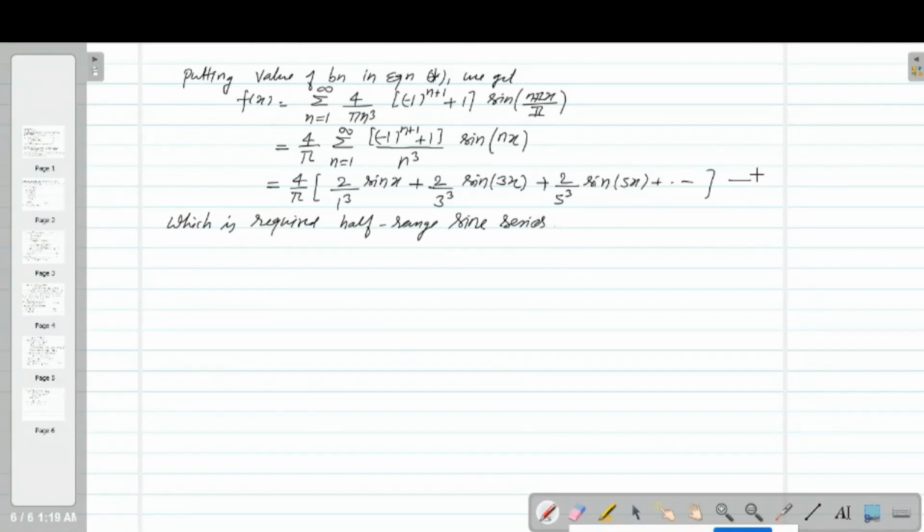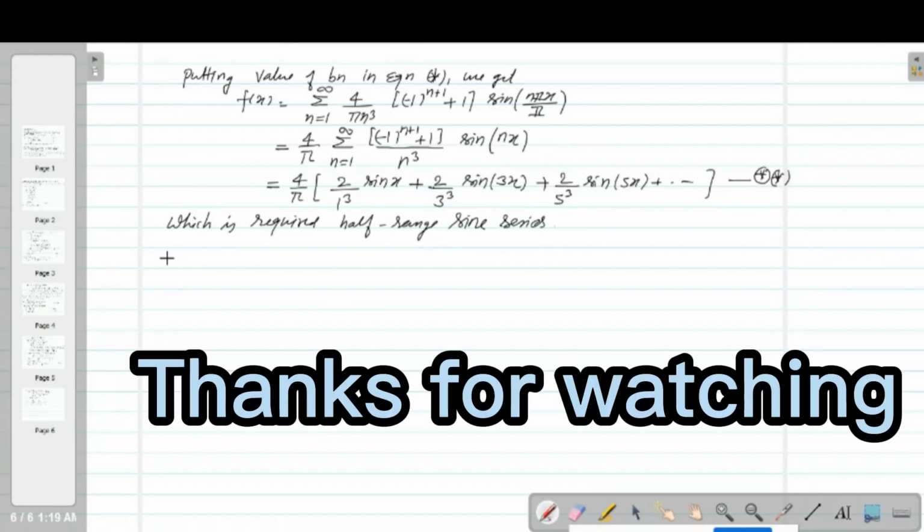Name this equation number double star. Now what do I have to do? We have to obtain the deduction by using Parseval's identity. Now deduction using Parseval's identity in the interval 0 to L. Okay, in the interval 0 to L.